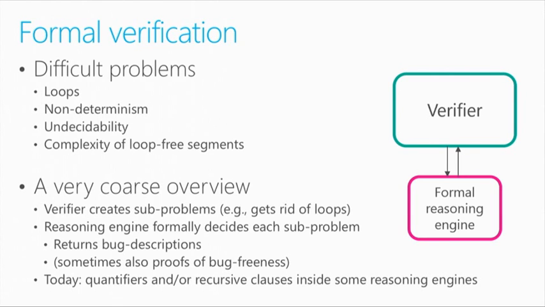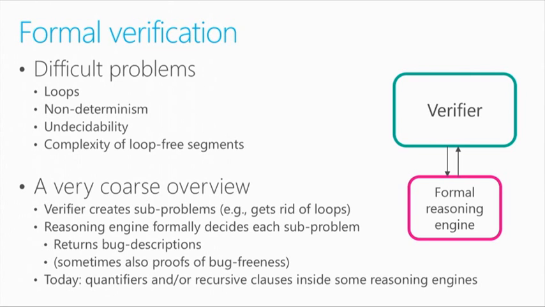So the objective in formal verification for most verification tools is that the high-level verifier gets rid of all the difficult problems in some way or other, and then it generates a large set of relatively simple problems, which are then dispatched by the formal reasoning engine. For example, we can think of removing loops from programs. Maybe there's a for loop in there, and we just look at 3 iterations of that loop, not the whole loop in general, and then we end up with a problem that doesn't have loops.